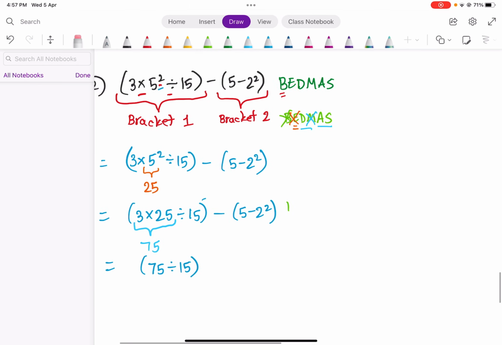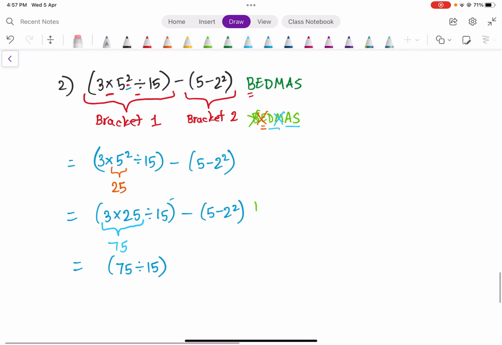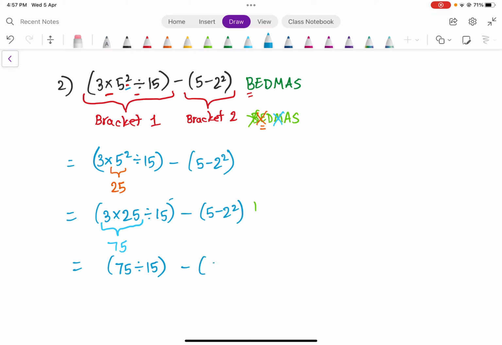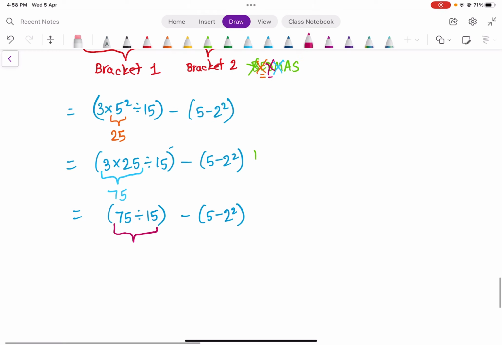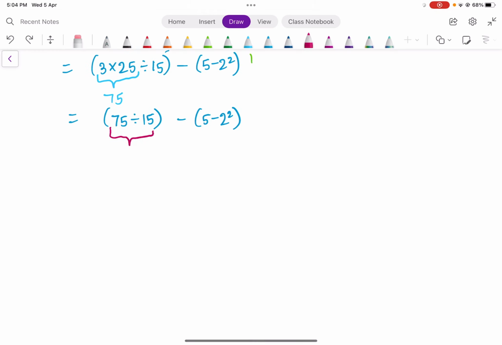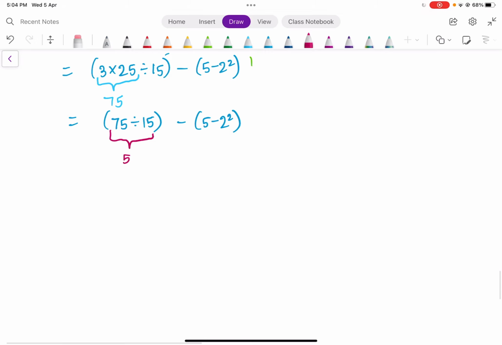Okay. So, division and multiplication always have to come first. So, our next step is division. Do we have any division in bracket 1? Yes, we do. Our division is our only operation left. So, 75 divided by 15 gives us 5. So we can go ahead and rewrite our equation: 5 minus 5 minus 2 squared.